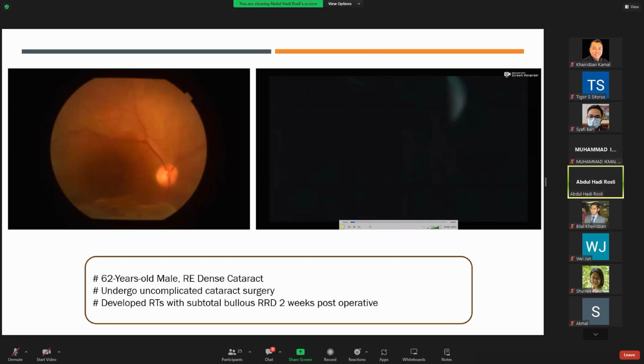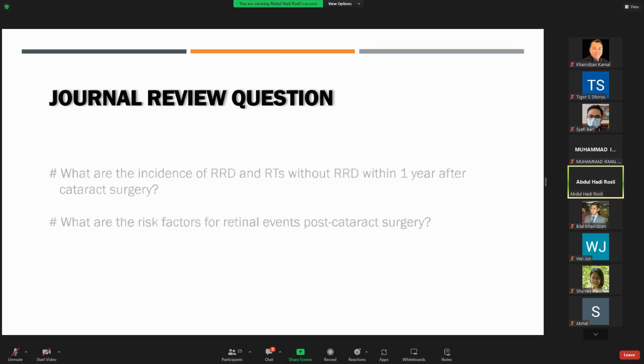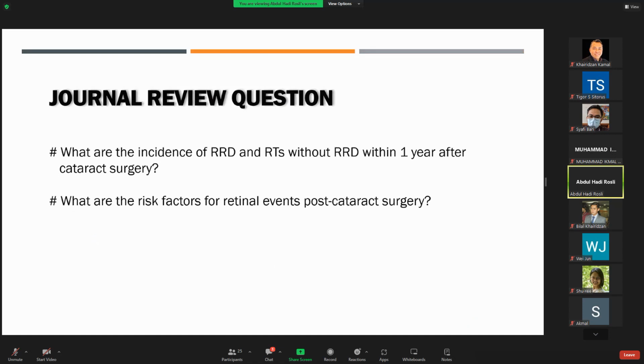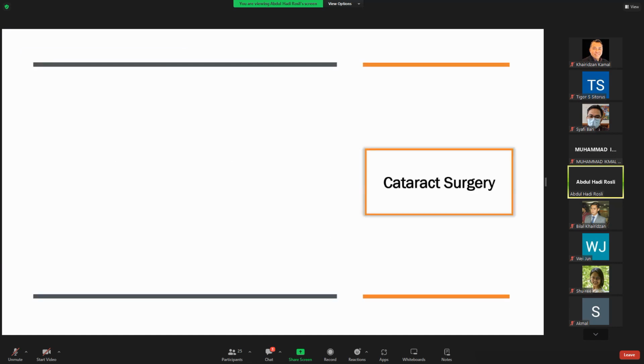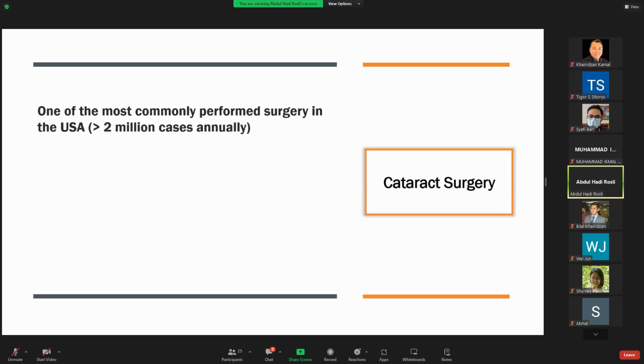Then this information will help us, especially during the pre-operative counseling to the patients. All right. So the general review questions: we want to look at the incidence rate of RRD and retinal tear without RRD within 1 year after cataract surgery, and what are the risk factors for the retinal event post cataract surgery. Again, as I said before, cataract surgery is one of the most commonly performed surgeries worldwide. In the USA, it's more than 2 million cases performed annually.